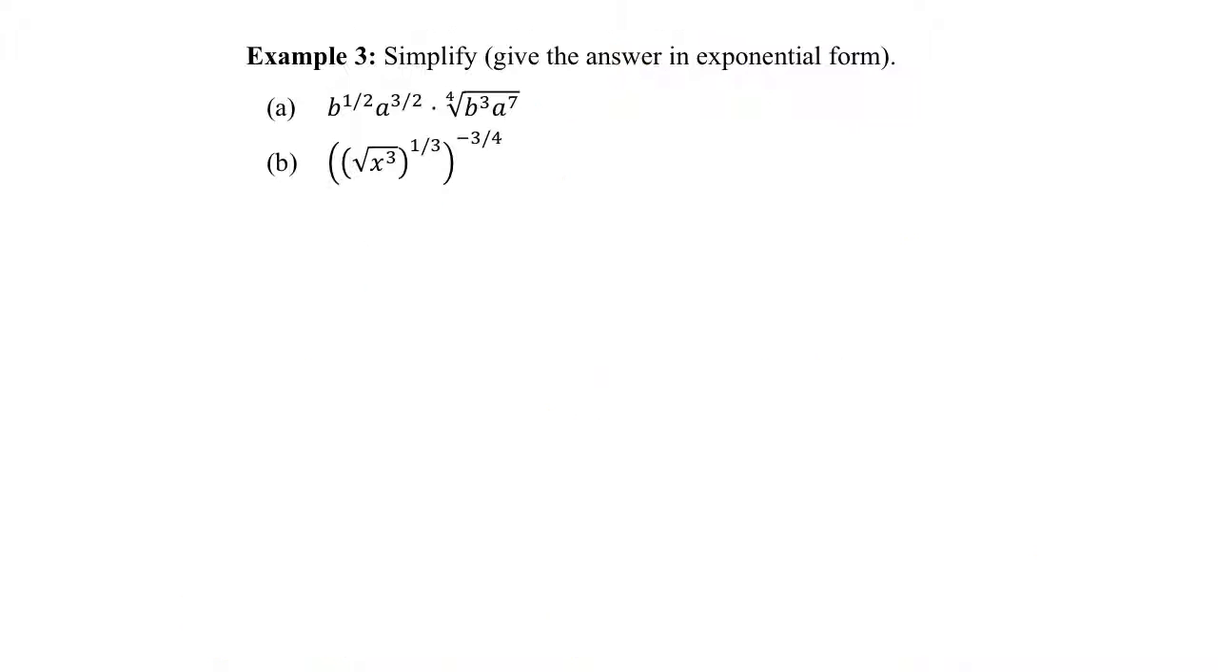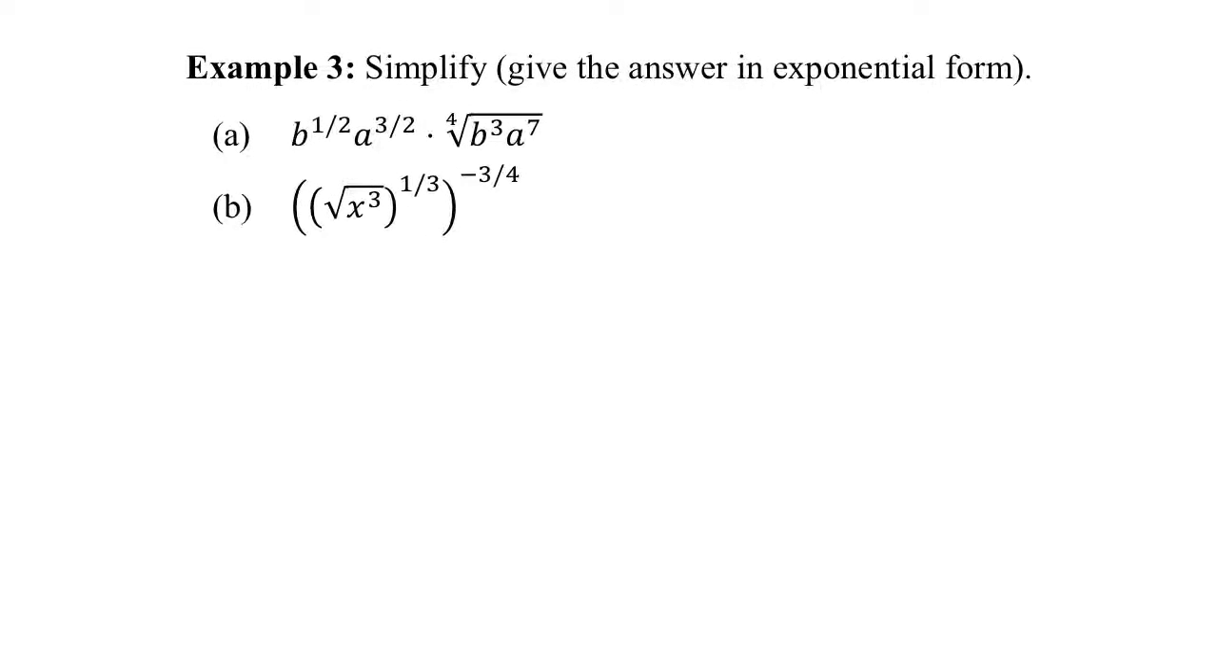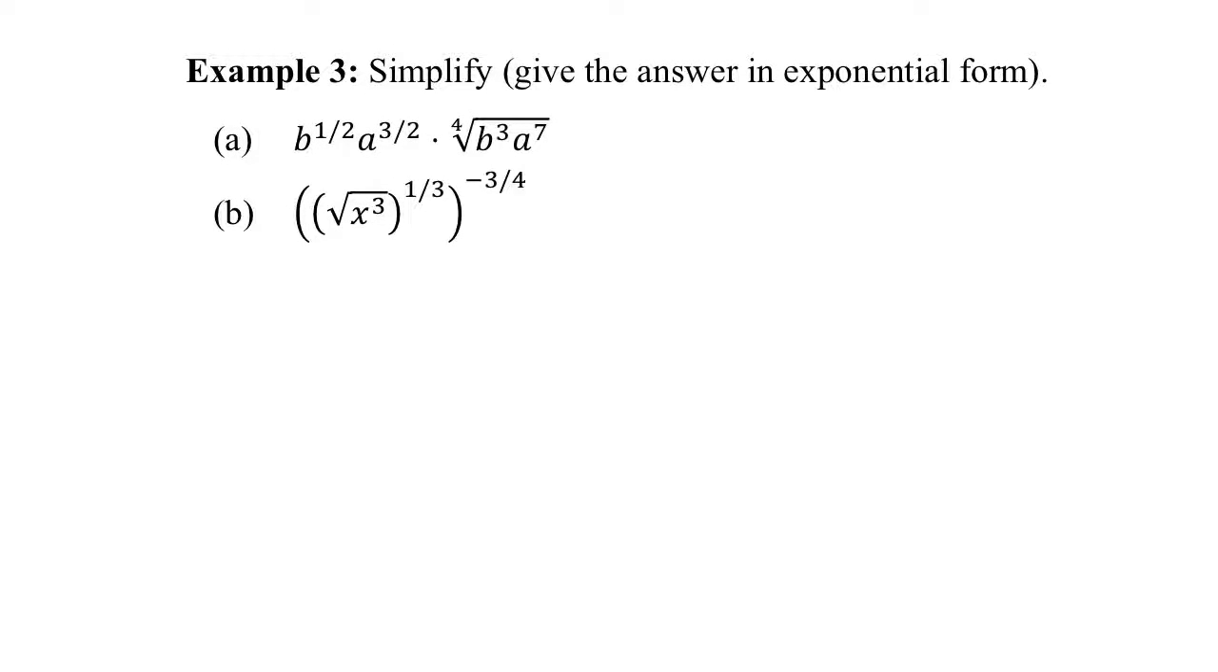Okay. Let's go to example number 3. Simplify and give the answer in exponential form. Just more practice. Giving the answer in exponential form. So let's look at part A first. If it says exponential form, I don't want radicals. So the first part of part A is fine. They're just variables. But then I've got the radical on the right side there. So let's start by copying the first part of part A.